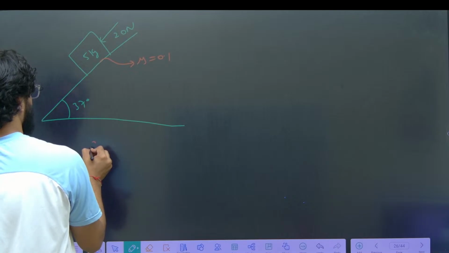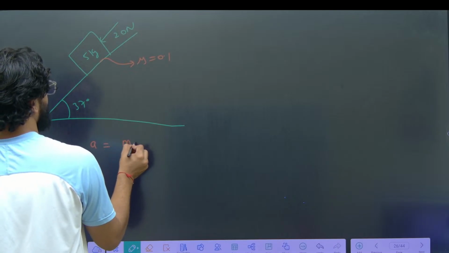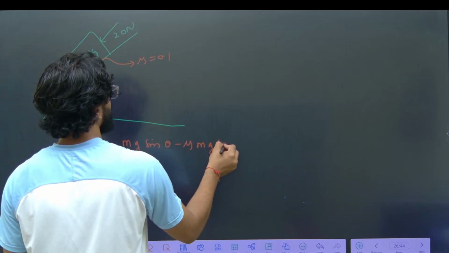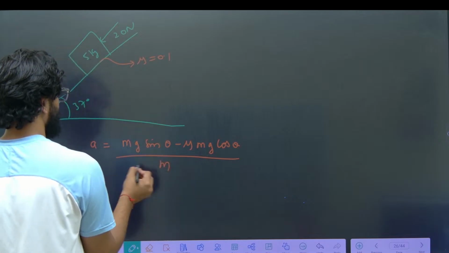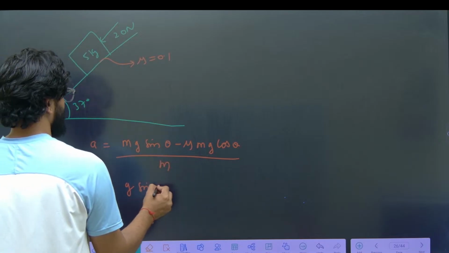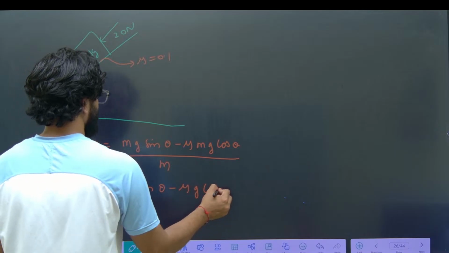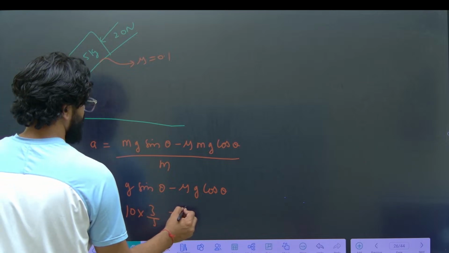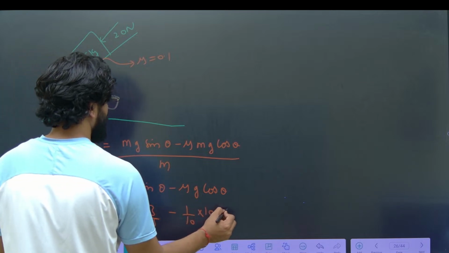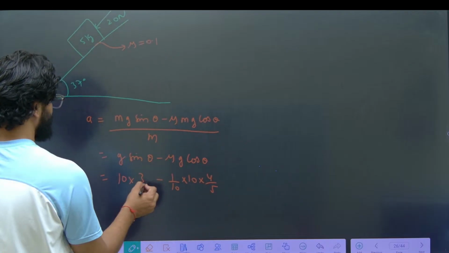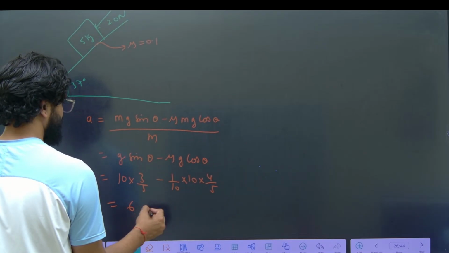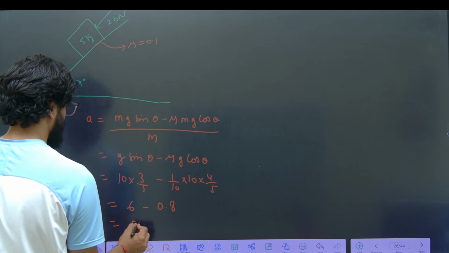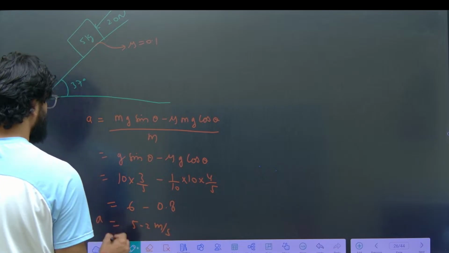Okay, so acceleration will be mg sine theta minus mu mg cos theta upon m, right? So it will be g sine theta minus mu g cos theta. So it is 10 into 3 by 5 minus 1 by 10 into 10 into 4 by 5, correct? So the answer will be 6 minus 0.8, that is 5.2 meter per second square. So acceleration is coming like this.